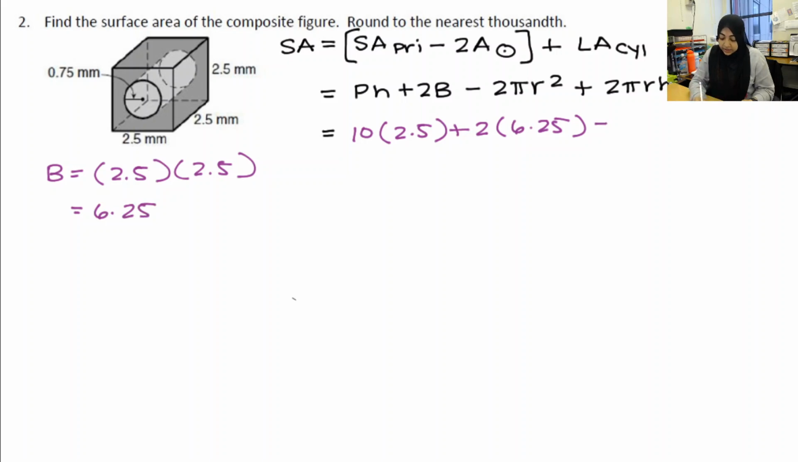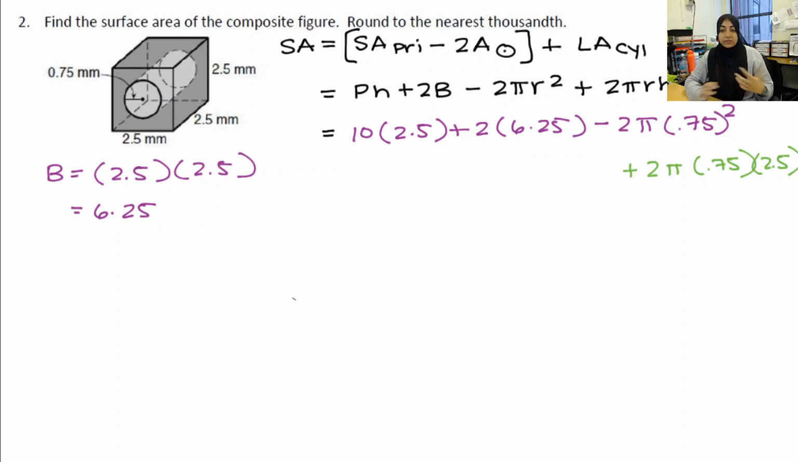Okay, minus 2 pi r squared. So now I'm talking about those circles that I'm cutting out. 2 pi, my radius is 0.75 squared. Now I want to add on 2 pi rh from that lateral area of the cylinder. So plus 2 pi 0.75, and my height is going to be from the front to the back, which is 2.5.